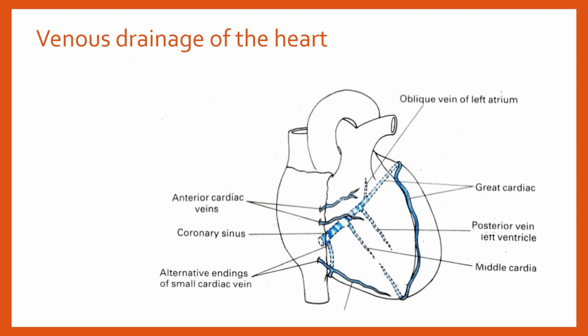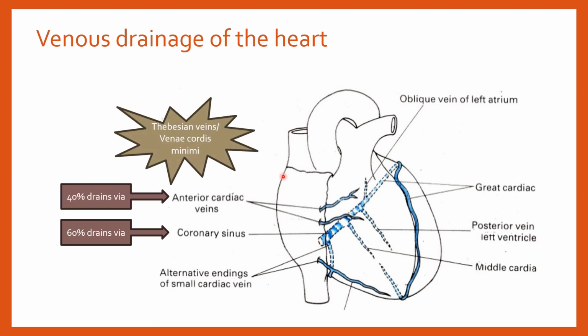Coming to the venous drainage of the heart, about 60% of the venous blood of the heart drains into the right atrium via the coronary sinus. And about 40% of the blood drains into different chambers of the heart via venae cordis minimi, also known as the Thebesian veins, and the anterior cardiac veins. Now these anterior cardiac veins and venae cordis minimi do not open into the coronary sinus.